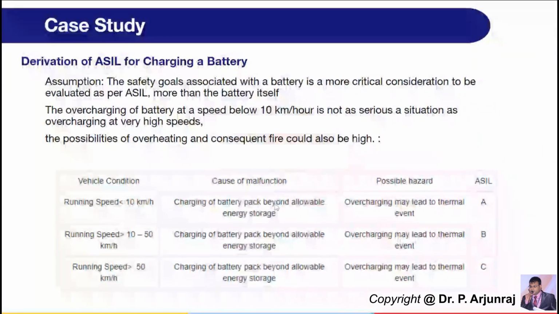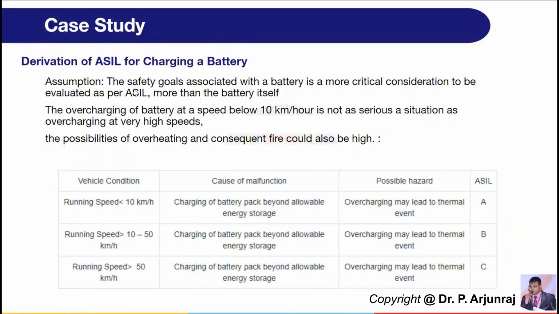The charging of a battery pack beyond the allowable energy storage can be the cause of a malfunction. And what can be the possible hazard? Okay, the overcharging may lead to a thermal event. But what happens? The overcharging leads to a thermal event, which means a fire is going to happen.